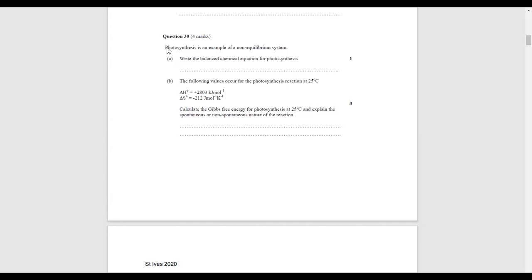So here we've got photosynthesis as an example of a non-equilibrium system. Write the balanced chemical equation for photosynthesis. So that one shouldn't give you any trouble. Photosynthesis, of course, takes carbon dioxide, CO2 gas, and water, and you're going to create glucose and oxygen. That's what we need to breathe.